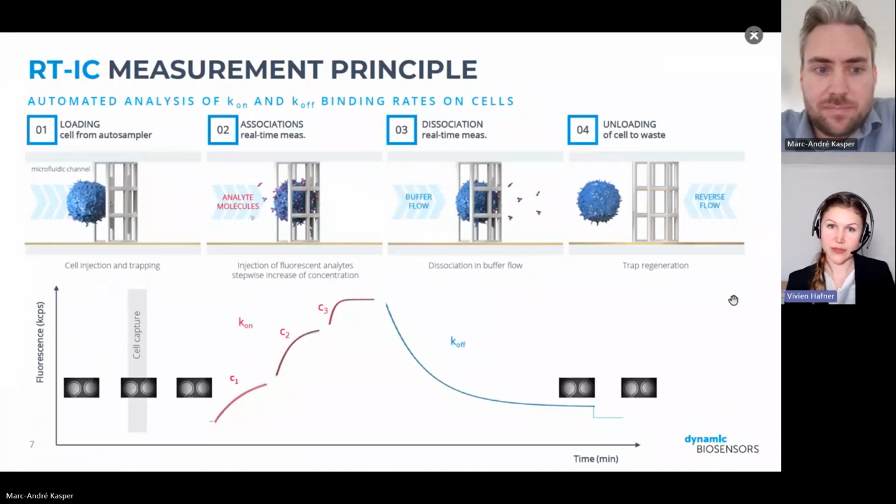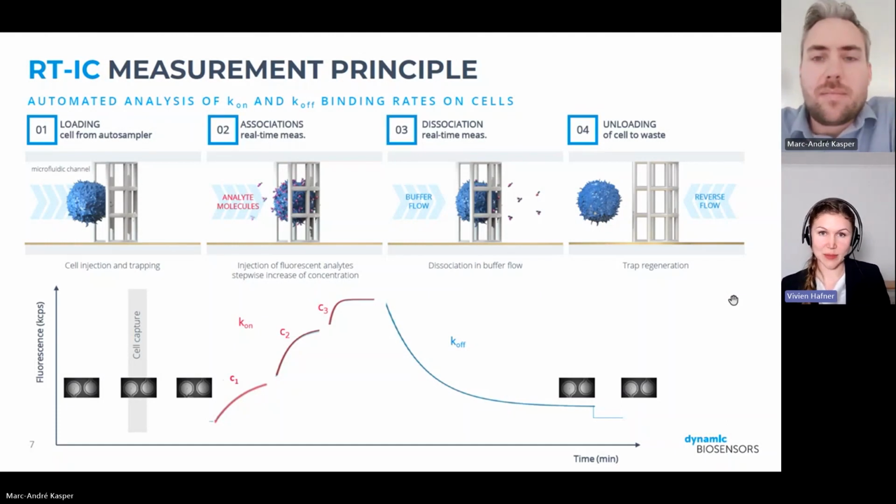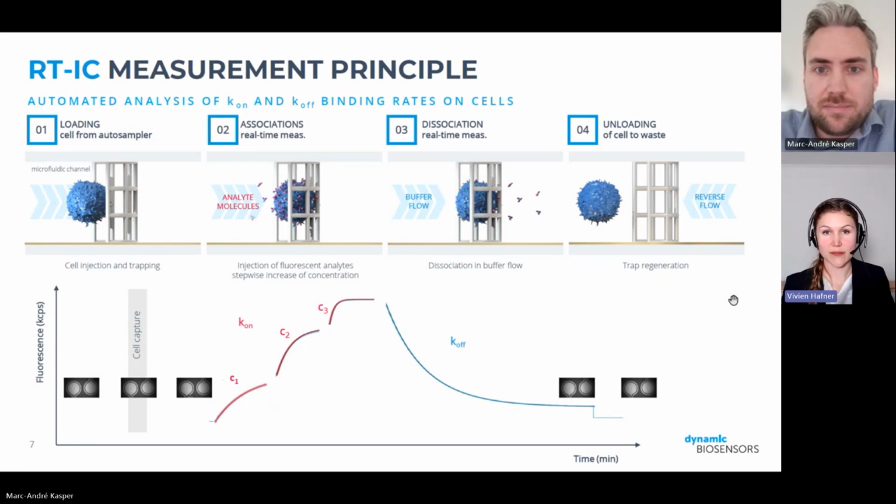So we have a microfluidic channel on the chip. The cells are flushed in, they get stuck in these traps. You don't need to culture them on the chip or have any anchoring molecules. And afterwards, you need a fluorescently labeled analyte molecule. And when this analyte molecule then binds to the receptor on the cell surface, you will see an increase in the fluorescence signal. And from this, you can then derive the real-time association rate K on.